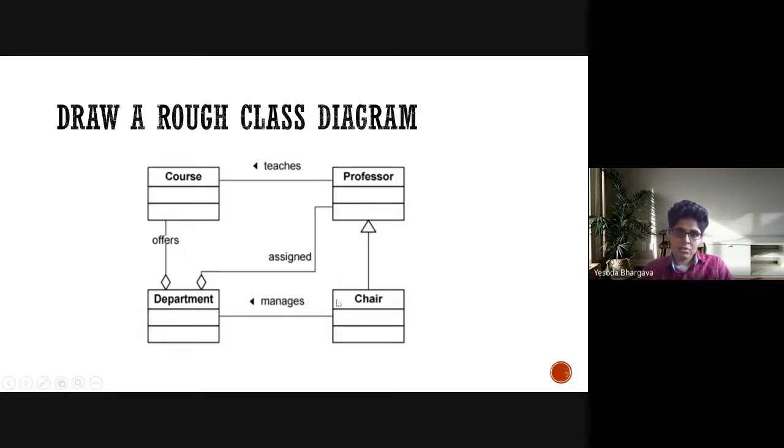And then the chair manages the department. You should also note this kind of arrow, which is trying to show how the verb is flowing. So professor is teaching the course, chair is managing the department, and chair is inherited from the professor. There could be multiple professors. One of them is chosen to be the chair. It may have characteristics of the professor, but in addition to that, there may be multiple other attributes or functions.